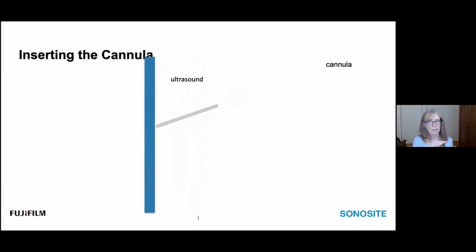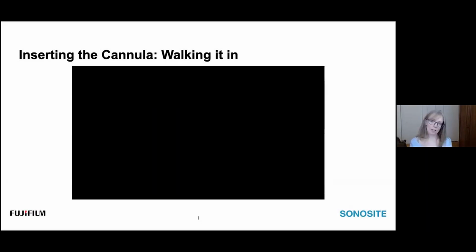You want to aim for the center. The tip has to be in the center. That's essentially the basics of how to walk it in.